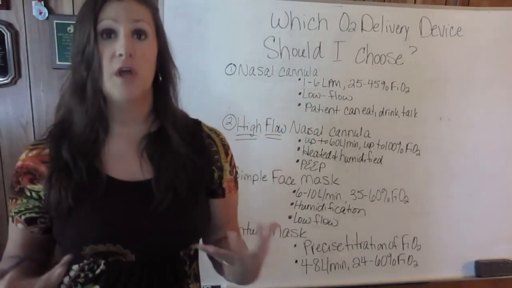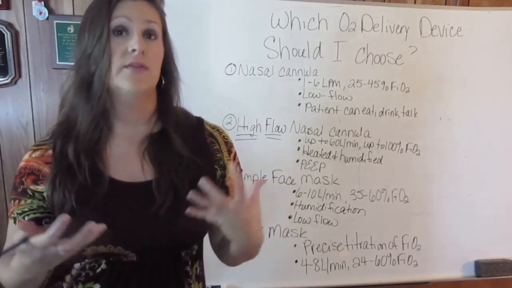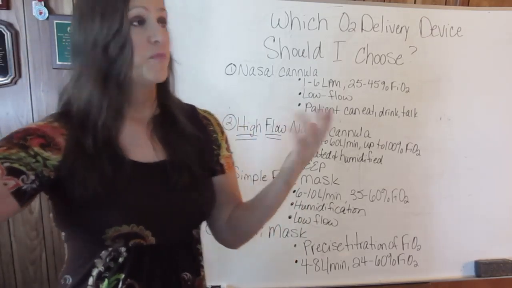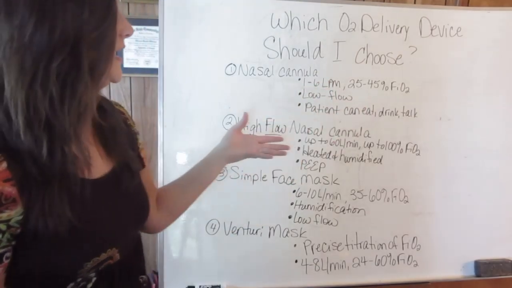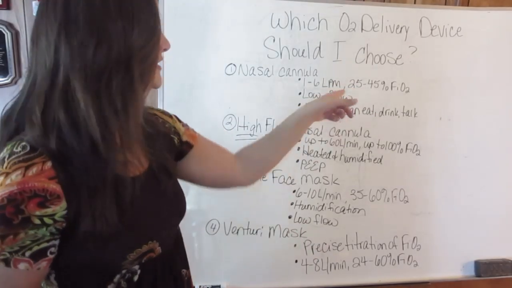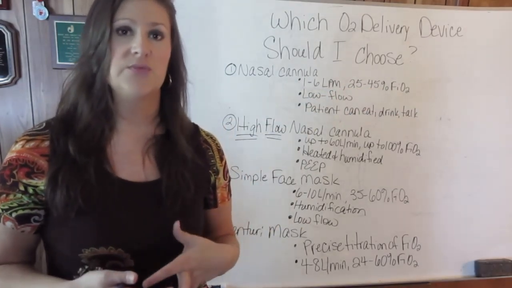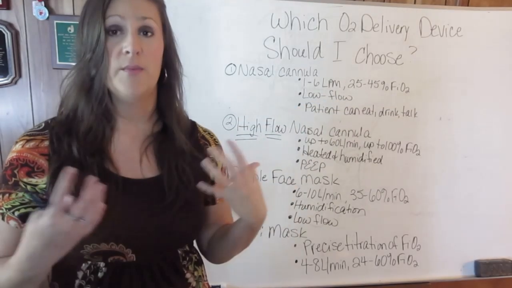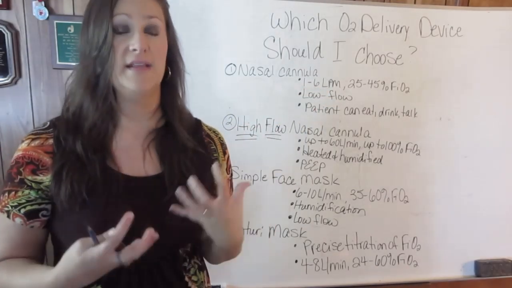Now that is the flow rate, all right? That is not the amount of oxygen that the patient is getting. That is the flow rate that you set the dial to on the wall. And typically, we'll set the flow somewhere between 1 to 6 liters per minute with our nasal cannula. Now, what this means is that the patient is going to be getting anywhere between 25 to 45% FiO2. And FiO2 simply stands for fraction of inspired oxygen. So that's actually the amount of oxygen that the patient is getting, and this is the flow rate that you're setting that device to.